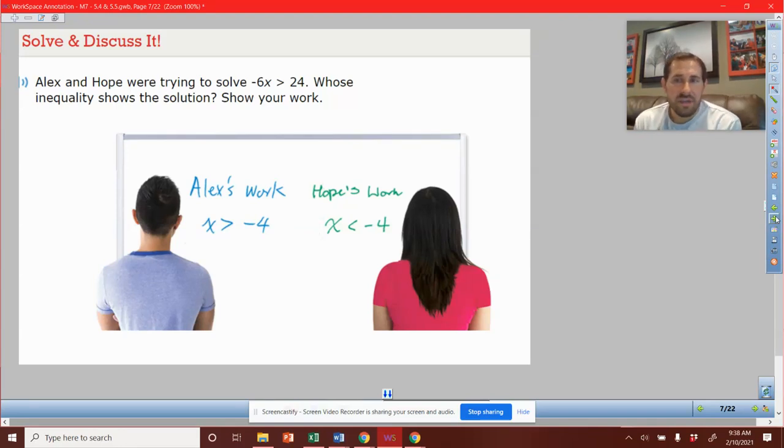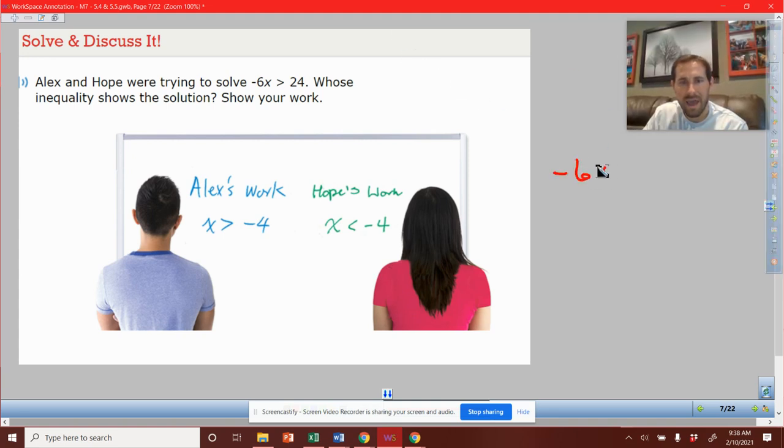This is the one that's going to have a unique rule to it that I did want to make sure we fully understand. Alex and Hope were trying to solve negative 6x is greater than 24. Whose inequality shows the solution? So Alex has a solution, x is greater than negative 4, and Hope's work says x is less than negative 4. So let's use what we think we would do.